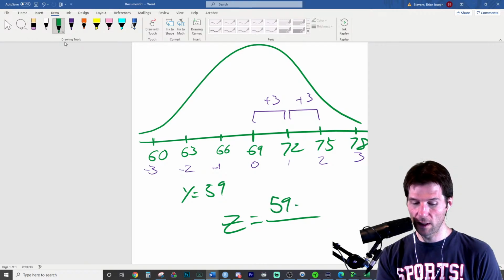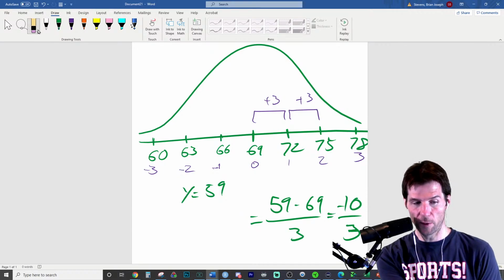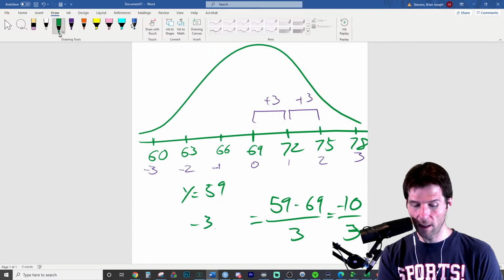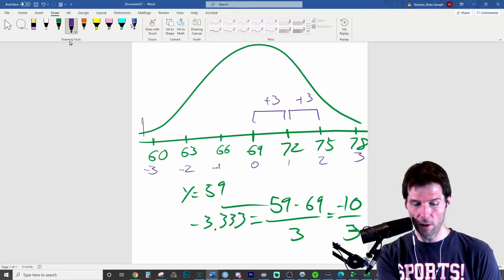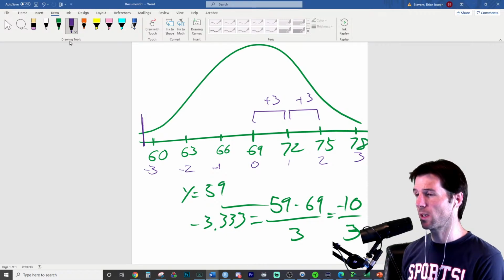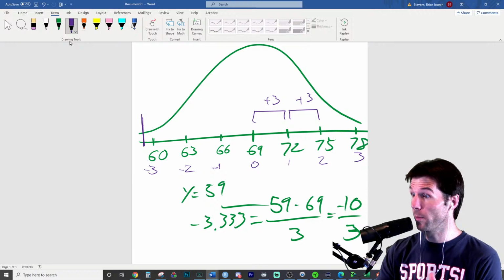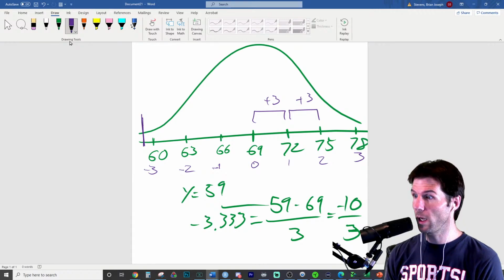So you go here and you go 59 minus 69, which is negative 10, because he is below the mean. Then 10 over 3, and you will get here a z-score of negative 3.33333. And I want to point something out. If you do your drawing, you should see right here that they would land right about there, which is negative 3.333. Is this starting to make more sense? He's 3.333 standard deviations below the mean. Make sure you use negative or positive.